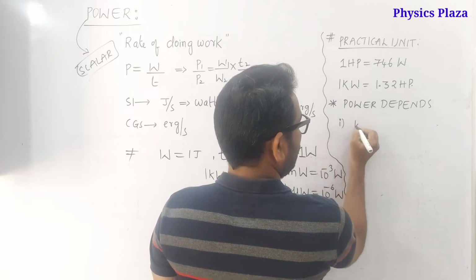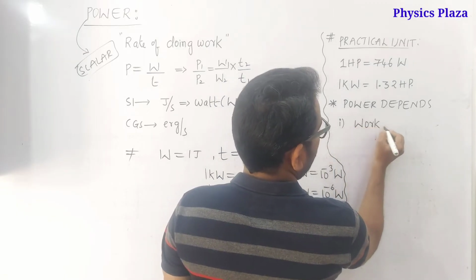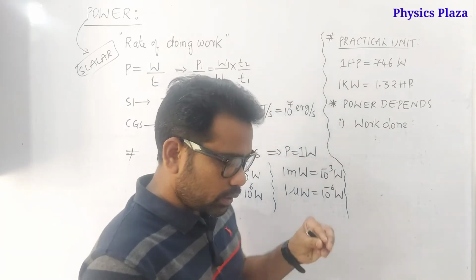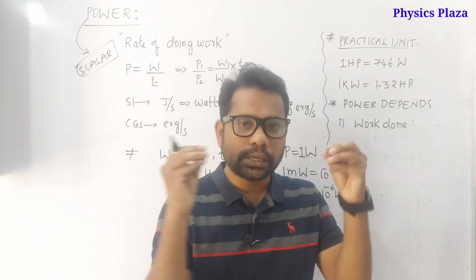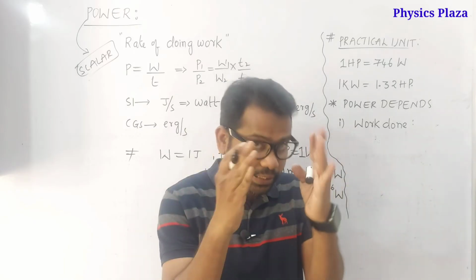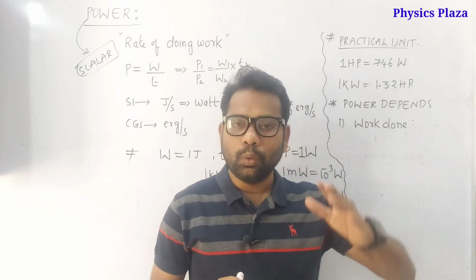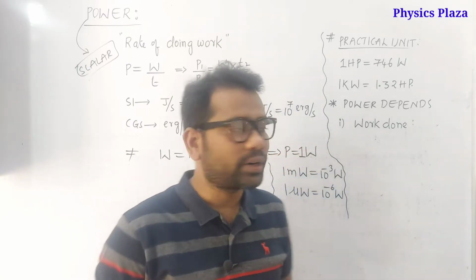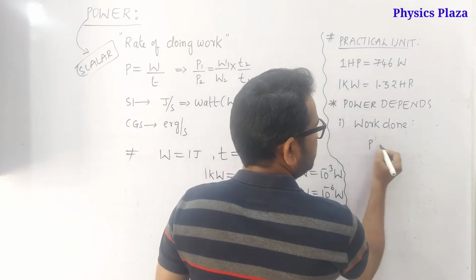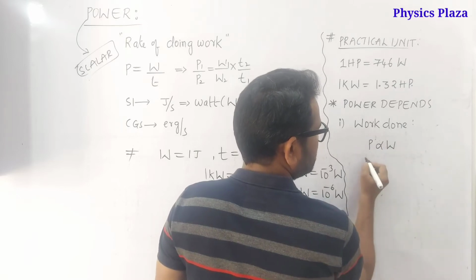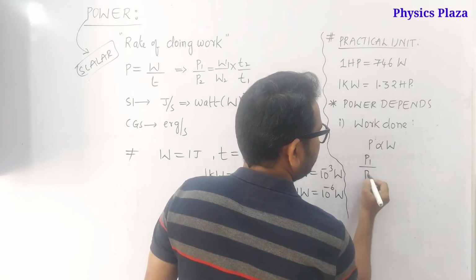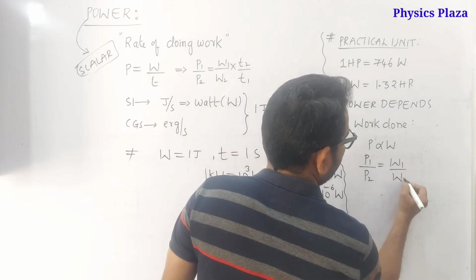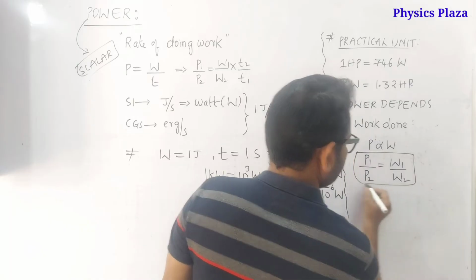The first one is work done. For example, children, two persons are there. We ask them to do work in the same time. Then obviously, whoever does more work in a given time is said to have more power. Which means power is proportional to the work done. To compare the power between the work done by the two persons, we use this formula. It's clear?